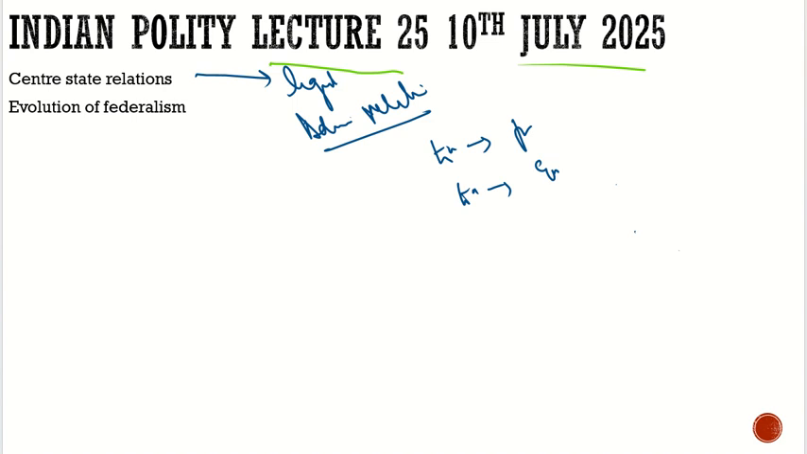For example, let's suppose tomorrow the center comes up with a law related to citizenship, and they want to implement it. Can they implement it anywhere in the country? Yes, 100% they can implement it anywhere in the country without any opposition from the states. They can argue, but they cannot oppose. Once the law is passed, once it is formed, then nobody can oppose.